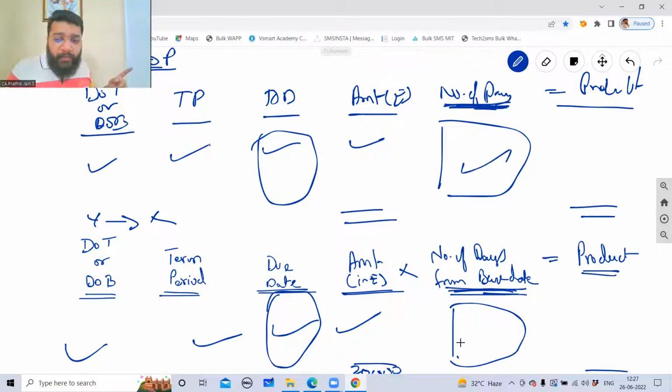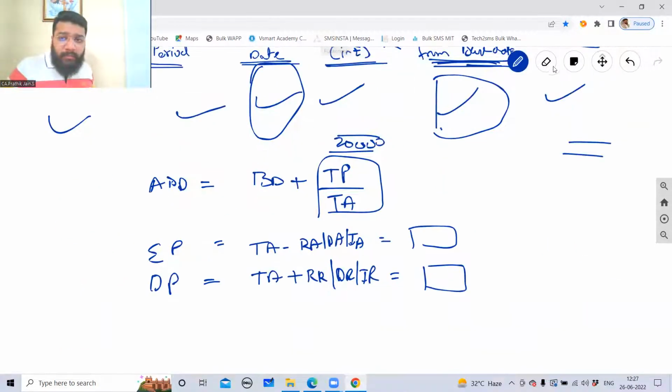Then you'll calculate the number of days and the product. Now, what will the formula be here? Here it will not be the total product. It will be the difference of product divided by difference of amount. Rest all concepts remain the same.